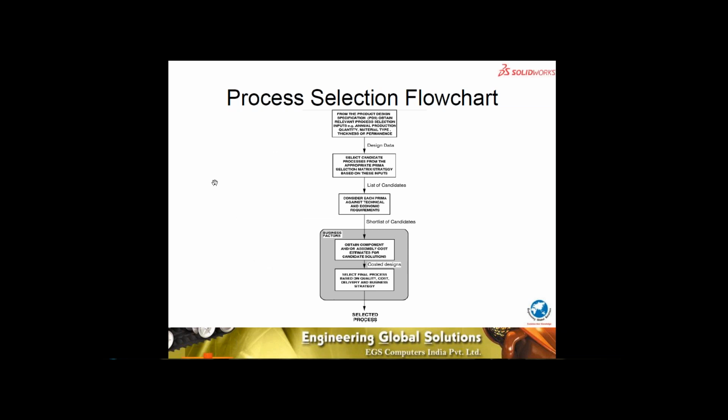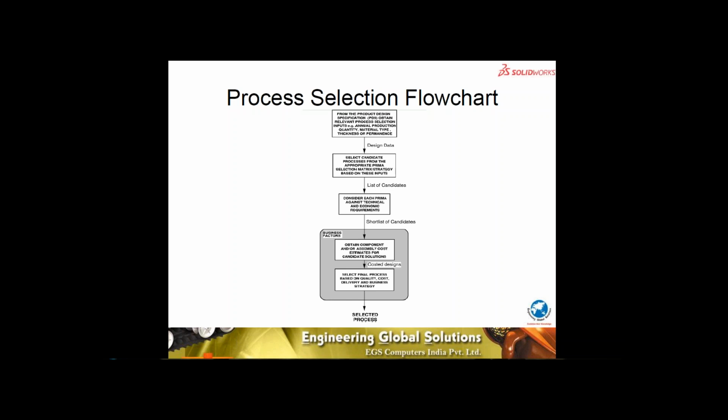Subsequently, the process selection flowchart can be seen over here. From the product design specifications, the PDS or the SOR or the statement of requirement, we obtain the relevant process selection inputs, the annualized production, the quantity, the material type, the thicknesses or the permanence of the part, and then using this as the design data, we select a candidate process from a lot of different ways.